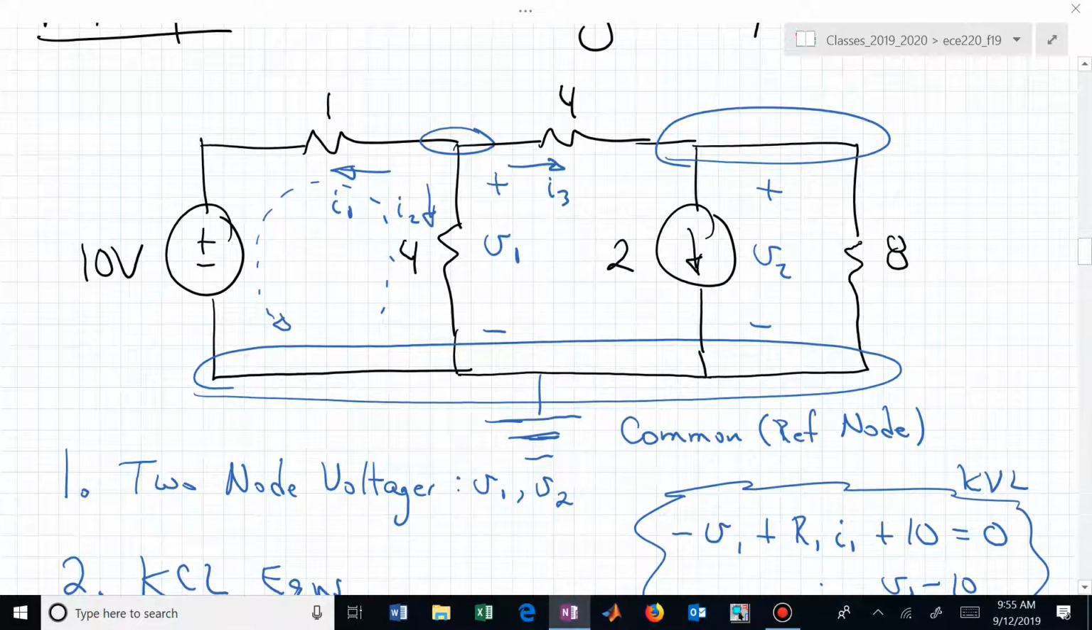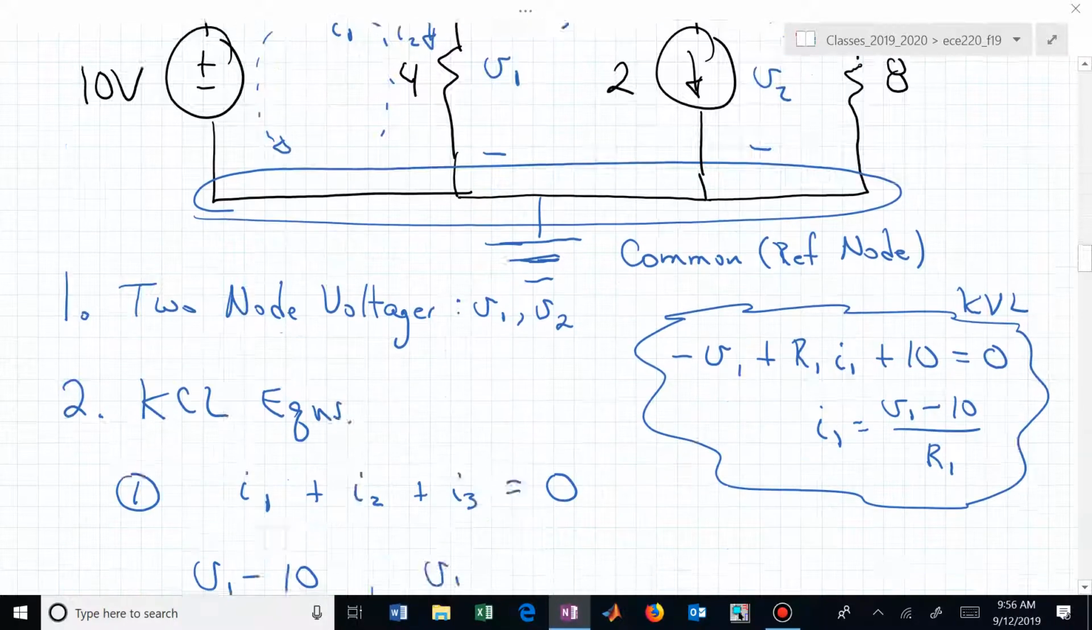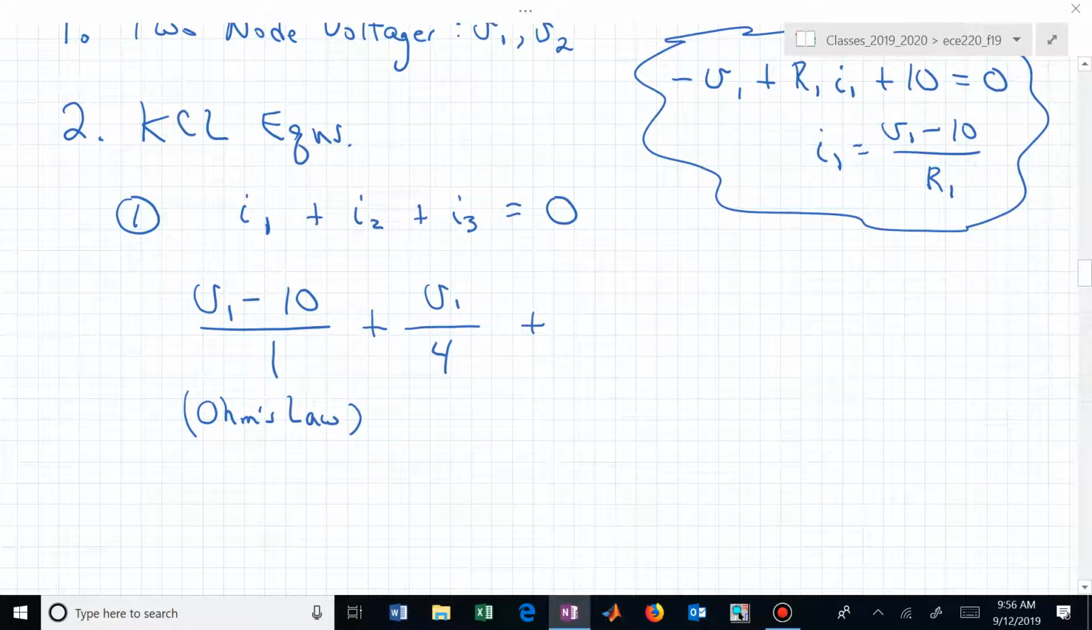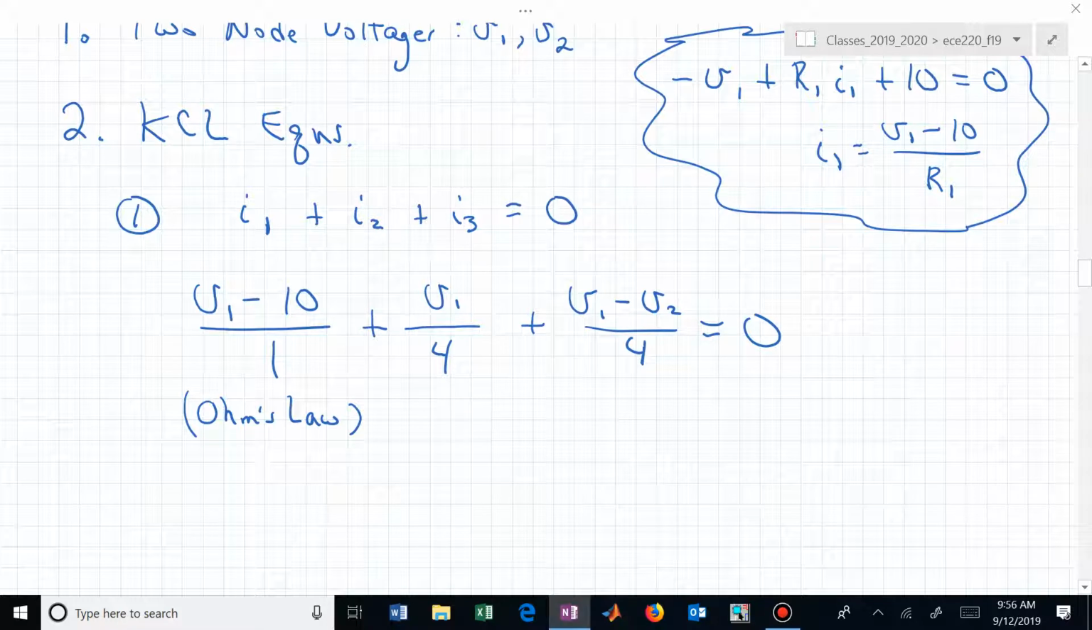What's I sub 3? It's the node we're at. We're standing on node 1. That's V1 minus where we're going, which is V2, divided by 4. That's the resistor. So I3 is, in unison, V1 minus V2 over 4, and the sum is equal to 0. Are we comfortable with that expression? That's one equation that we wrote, KCL at node 1.